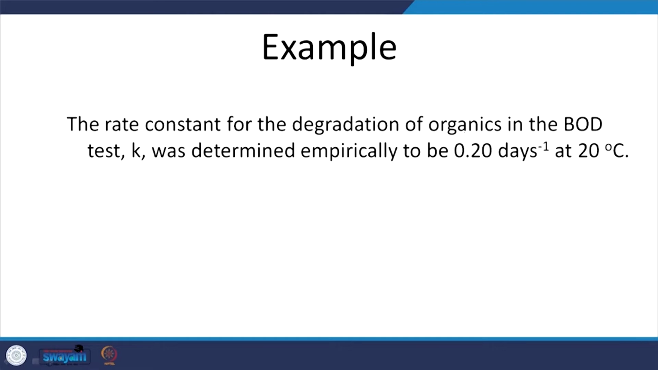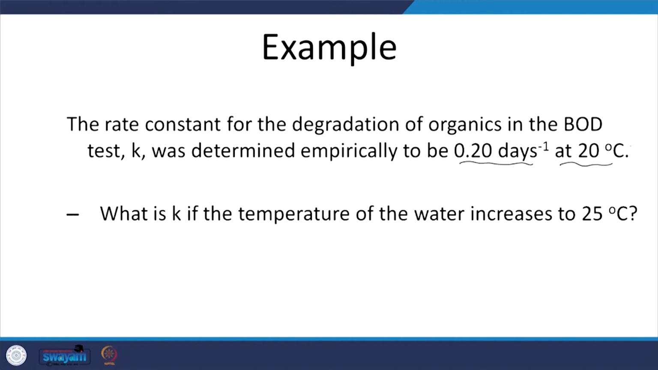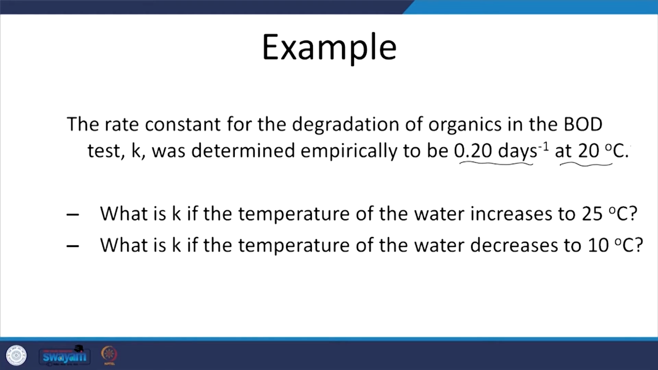The rate constant K for the degradation of organics in the BOD test was determined empirically to be 0.2 day inverse at 20 degrees centigrade. So, if I increase it to 25, what will the K be? If I decrease it to 10 degrees centigrade, what will the K be? Why is this relevant? As I mentioned, in the summer the degradation kinetics is going to be faster, and in winter or even in the colder regions, you are going to have relatively low kinetics, or slow kinetics, pardon me.